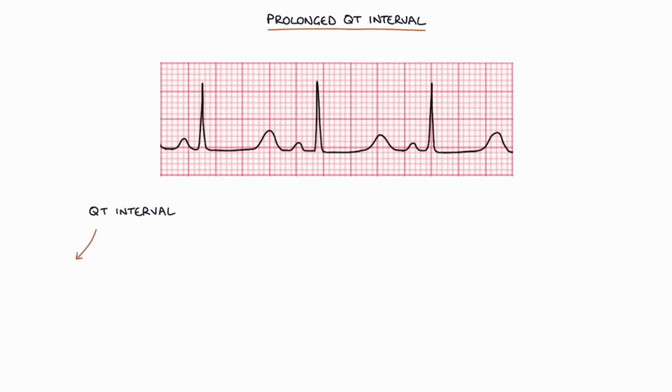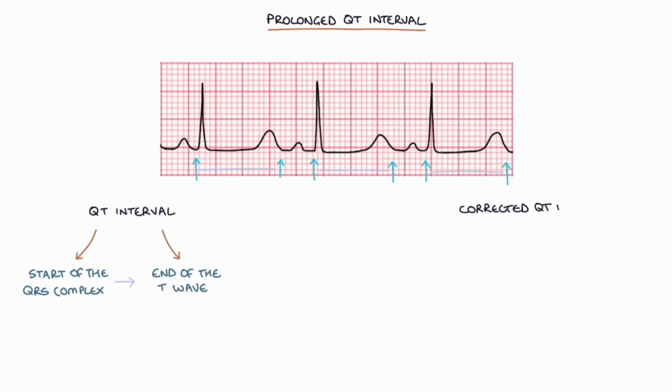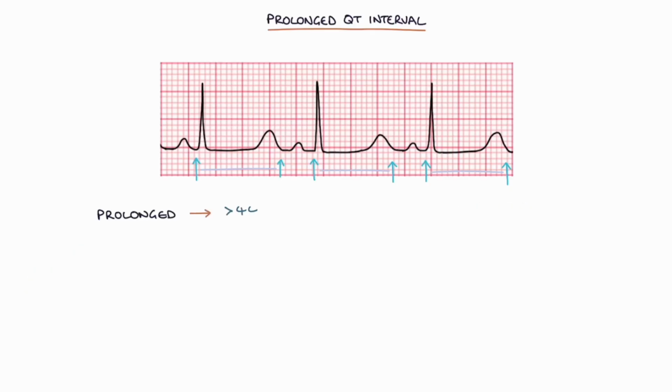Let's talk about prolonged QT interval. The QT interval is from the start of the QRS complex to the end of the T wave. The corrected QT interval, or QTc, estimates the QT interval if the heart rate were 60 beats per minute, and this is prolonged at more than 440 milliseconds in men or 460 milliseconds in women.